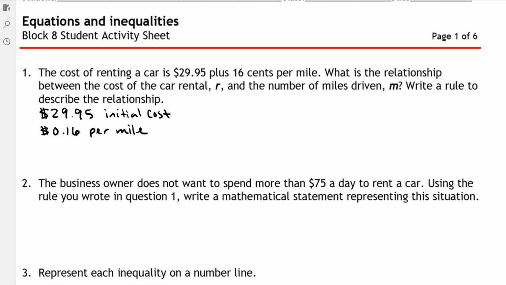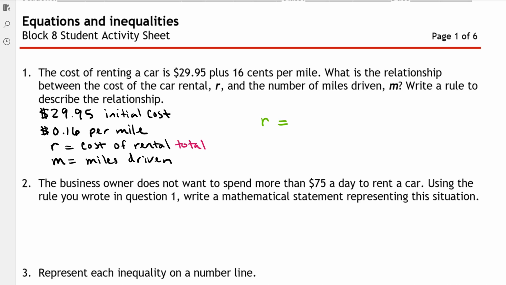What is the relationship between the cost of the rental car, R, and the number of miles driven, M? So R is going to represent cost of the rental, and the number of miles driven is M. So M equals miles driven. So I need to put this in an equation. So R is the cost of the rental, so that's the total right there. So this is the total. And then we're going to start putting this equation together.